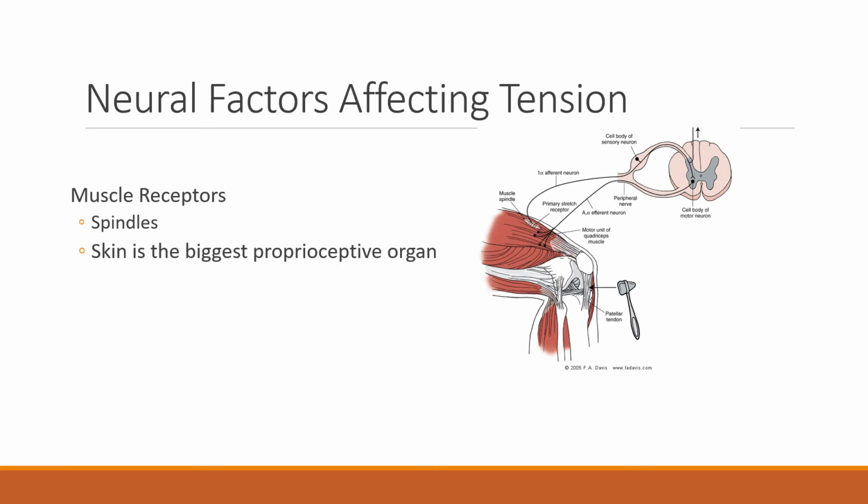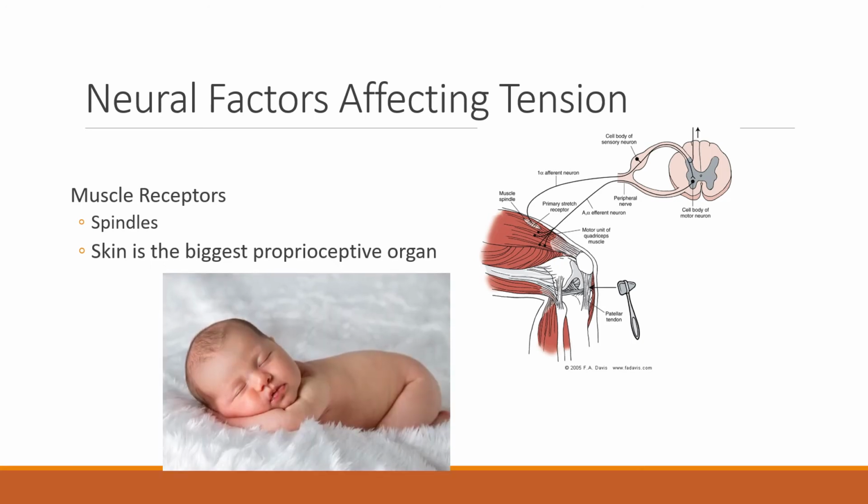Another thing that's important, we talked a little bit about Hilton's law, first identified in I think 1850s, but the skin is the biggest proprioceptive organ. So for example, the quadriceps is innervated by the femoral nerve. If we put our hand in the cutaneous distribution of the femoral nerve, we will also stimulate the quadriceps by giving more input to the femoral nerve through the skin.